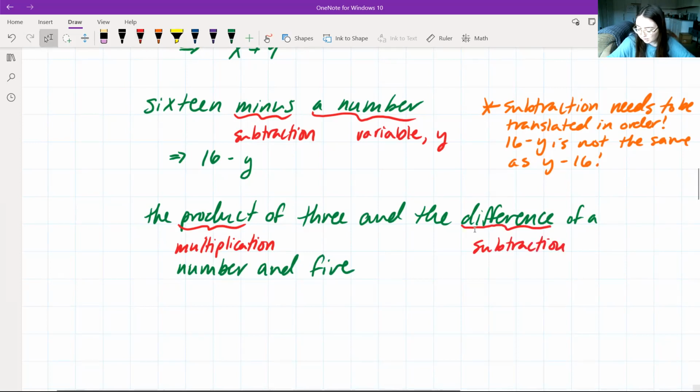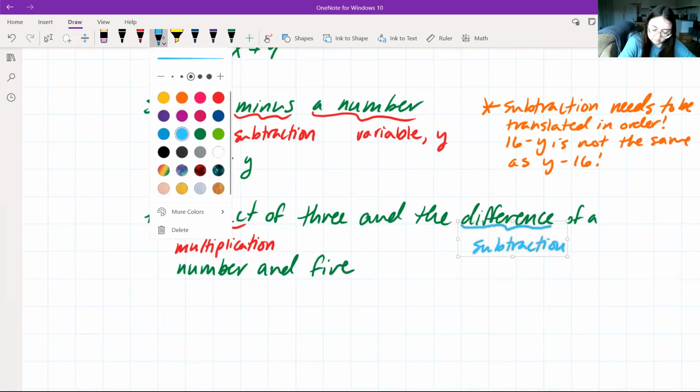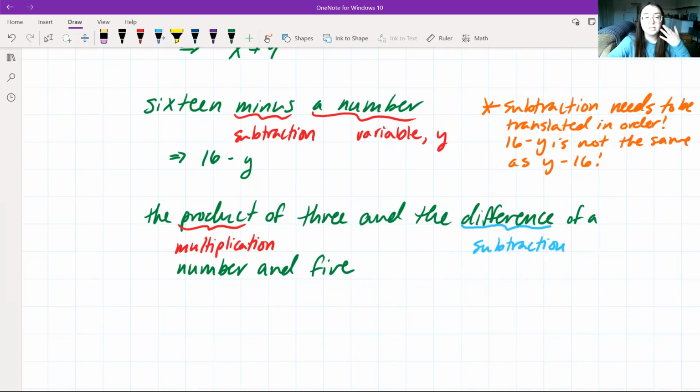So let's make this a different color really quickly. Let's make this blue instead. So our difference, or subtraction, is going to be in blue. And in this difference, the difference of a number and 5, this and follows the difference because we're saying the difference between one number and another number. But our product is referring to 3 and this difference. So we have 3 times this difference.